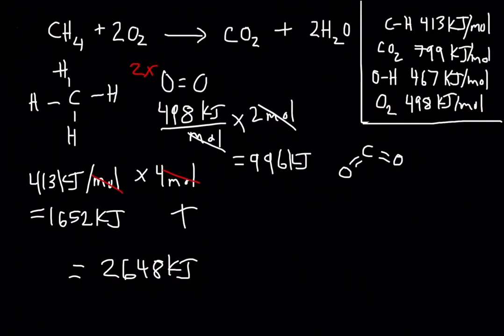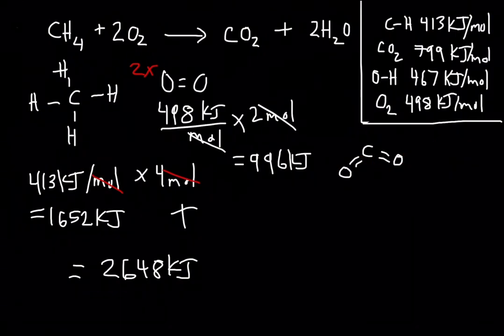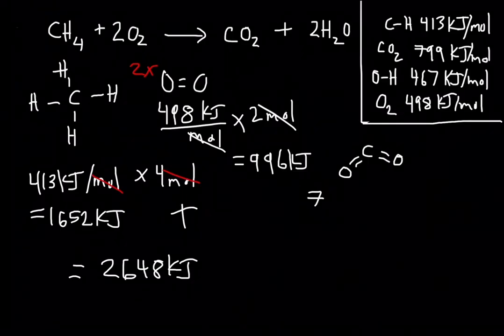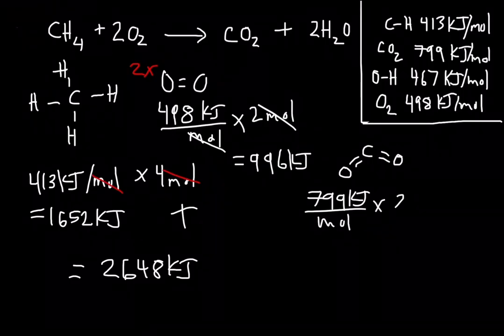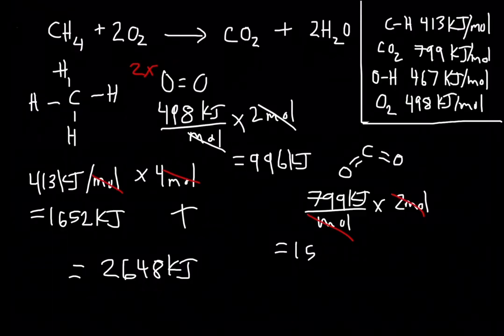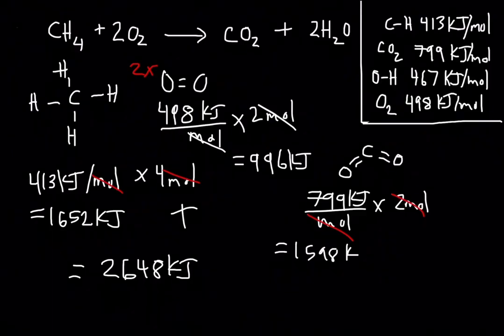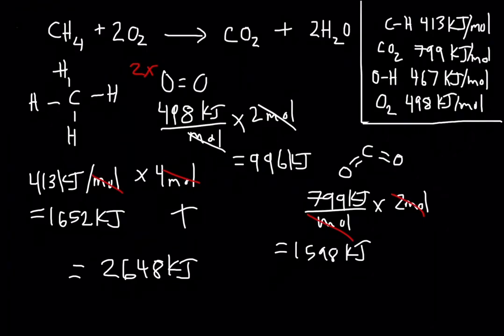And we are given the bond energy for carbon dioxide. So this is 799 kilojoule per mole. And there are 2 of these bonds here. So 799 kilojoule per mole times 2 moles, because there are 2 bonds of them, which is 1598 kilojoule. So this is how much energy is formed by just carbon dioxide.